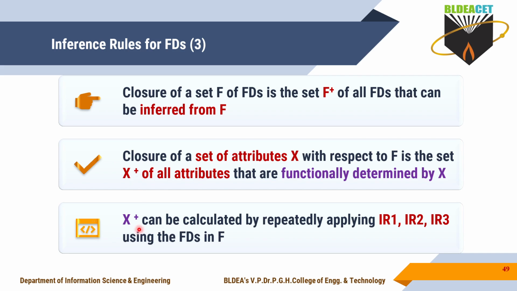So X plus, that is the closure of X, can be calculated by repeatedly applying IR1, IR2, IR3 using the functional dependencies in F. In F, whatever functional dependencies you have, I can apply these inference rules to them. After applying the inference rules, if you get new attributes and add them to X, that we call the closure of X, denoted like this: X plus.